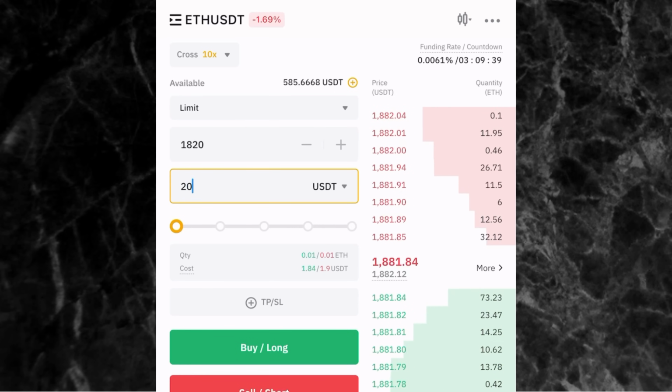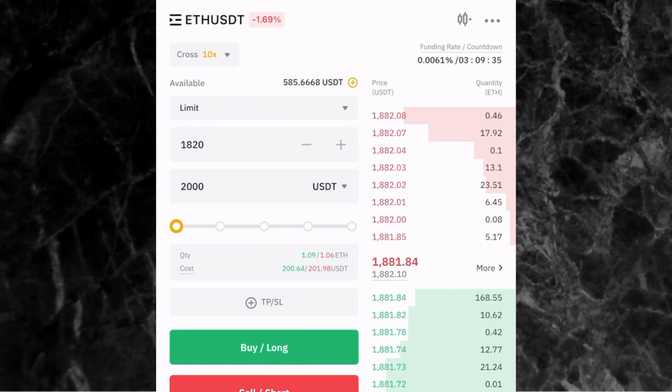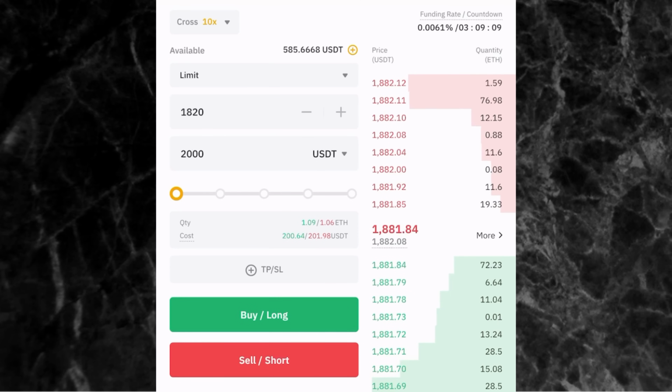So I'll be entering 2,000 USDT right here. Don't think that you're going to be dropping $2,000 from your own wallet. No, you're only dropping $200 and you're using 10x leverage, and that is why you have $2,000 right here. That's just the meaning. And right here you'll see the cost. You can see the cost right here is just $200. So that means you're only dropping $200 for this trade. And once you've done that, you come here and tap on buy or long if you want to long the trade, or you tap on short if you want to short the trade. Now that is for limit order.